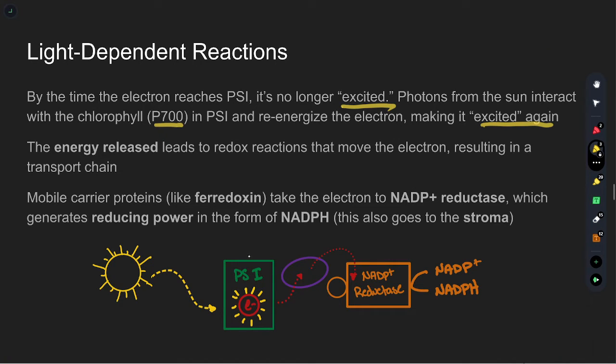And this makes PS1 very reduced, and so it's able to give this electron away to other compounds, which results in the second leg of this ETC, although it is a very short leg compared to the first. And we have mobile carrier proteins, the most important one being ferredoxin, which take the electron to an enzyme called NADP+ reductase. This is our enzyme that makes our reducing power, NADPH. And this also goes to the stroma.